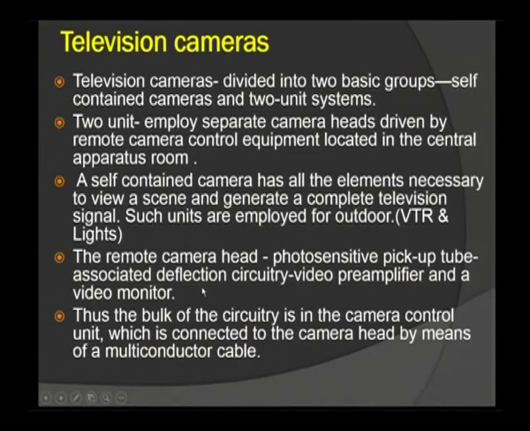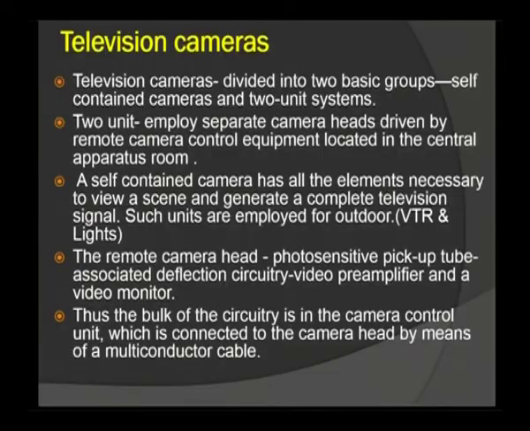it is the latest one, and it has all the circuitry equipment, that is, it can record, and it also has all the circuitry elements like video preamplifier, video monitor, pickup tubes, everything included in the camera itself. But in the two-unit system, there will be two units. One unit will be the camera part, the lens part, where we get only the desired video signal, which will be sent to the control monitor room.